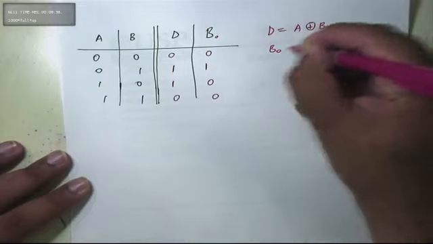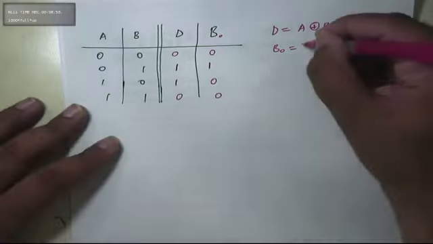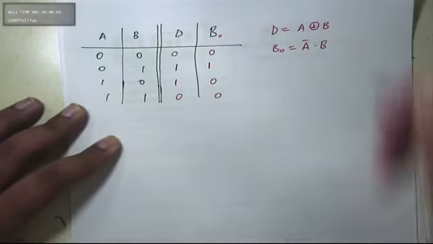Now borrow out. How would we represent borrow? Let's use our sum of products method. If we want to use the sum of products method, borrow would equal to what? It'll be A bar and B.